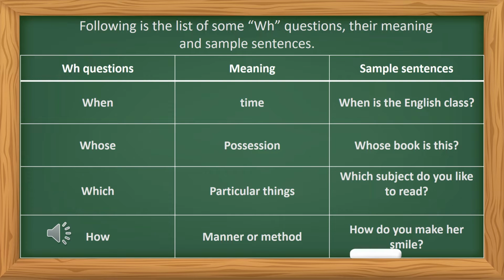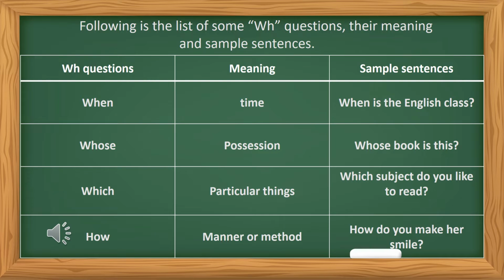First of all, we can see when. When is used to ask about time or occasion or moment. For example, here asked, when is the English class? Here, I want to know about the time. So, when somebody wants to know about time or occasion or moment, we have to use when.